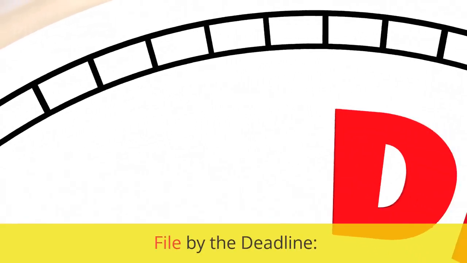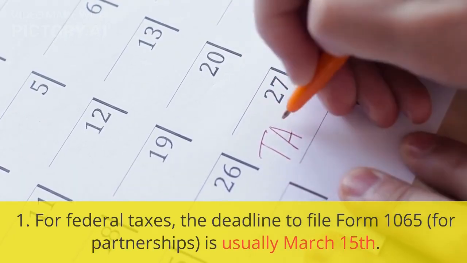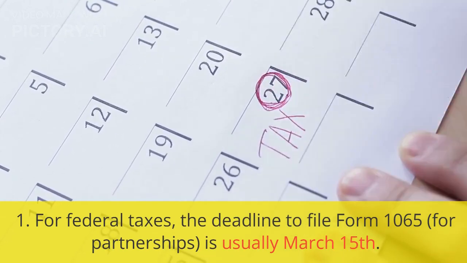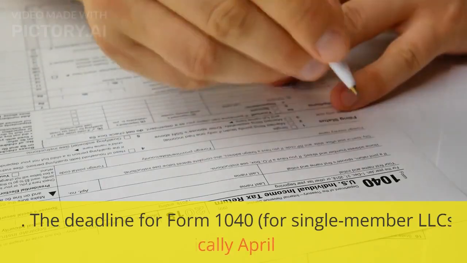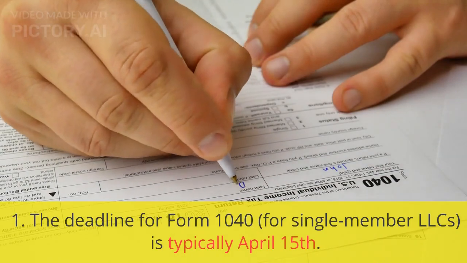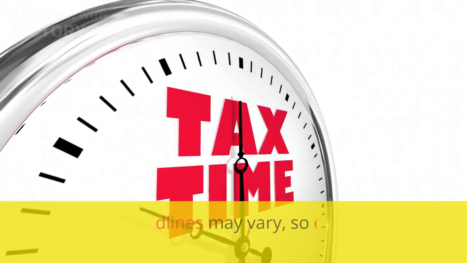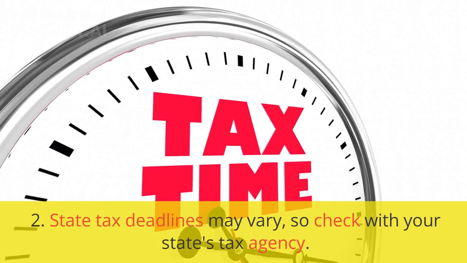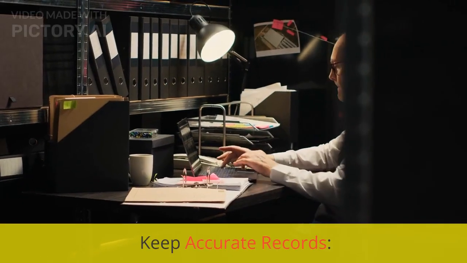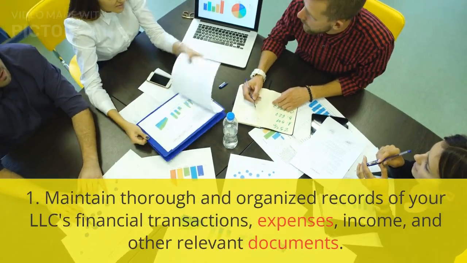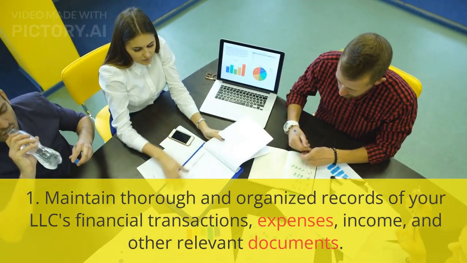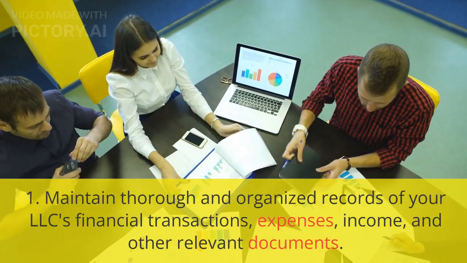Step 8: File by the deadline. For federal taxes, the deadline to file Form 1065, for partnerships, is usually March 15. The deadline for Form 1040, for single-member LLCs, is typically April 15. State tax deadlines may vary, so check with your state's tax agency. Step 9: Keep accurate records. Maintain thorough and organized records of your LLC's financial transactions, expenses, income, and other relevant documents.